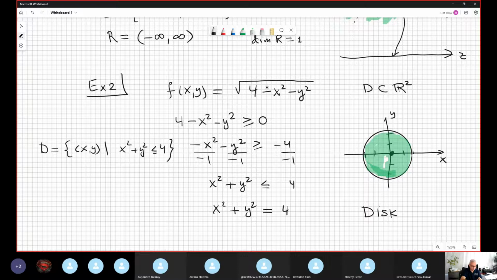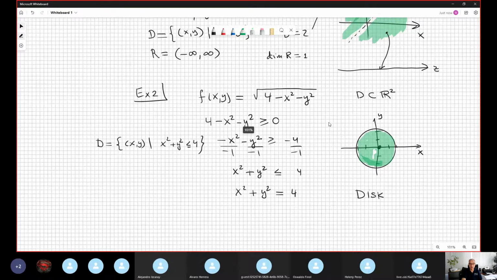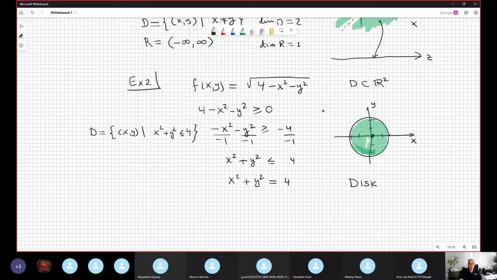Now the range. Well, actually, guys, let me see. To investigate the range, suppose this is a function notation, z. So my function is z equals the square root of 4 minus x squared minus y squared. If you square both sides, you have z squared equals 4 minus x squared minus y squared, because the square and the square root cancel each other out, right?